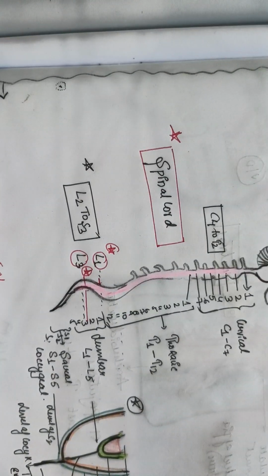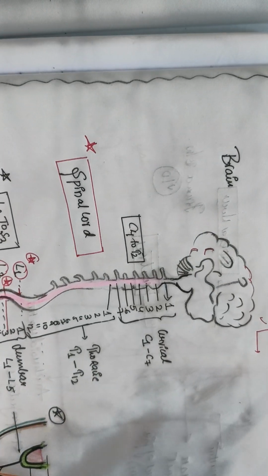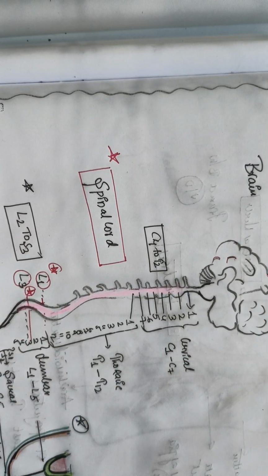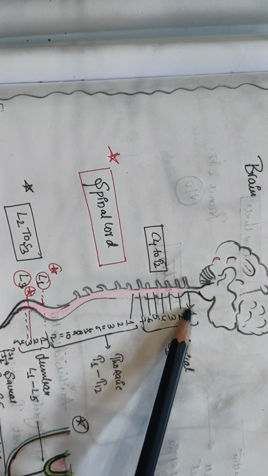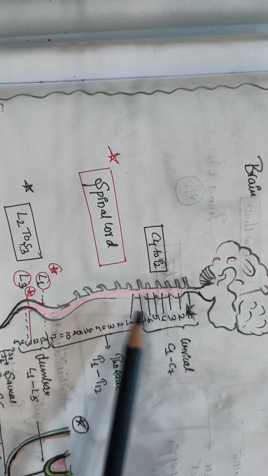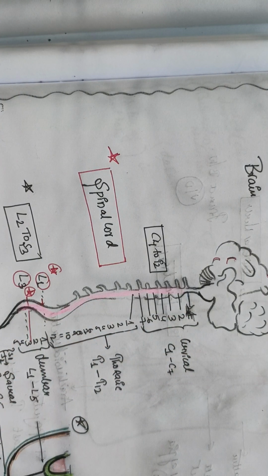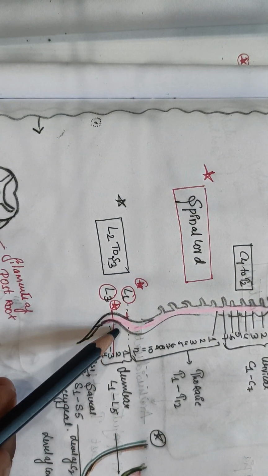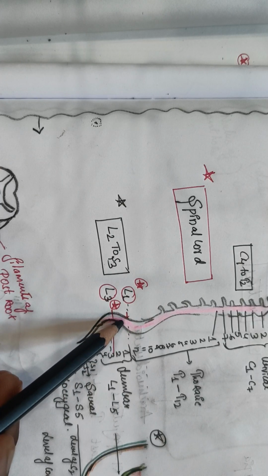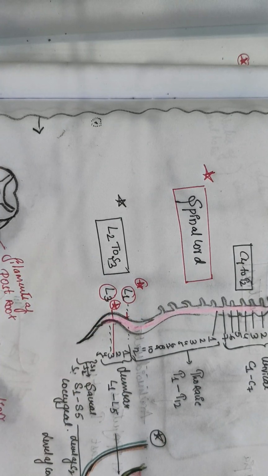But the point which we need to discuss here is that in the adult, the spinal cord starts from C1. This is C1. It starts from C1 and ends at L1. Where exactly at L1? If you observe carefully, this is L1. This is the lower border of L1.